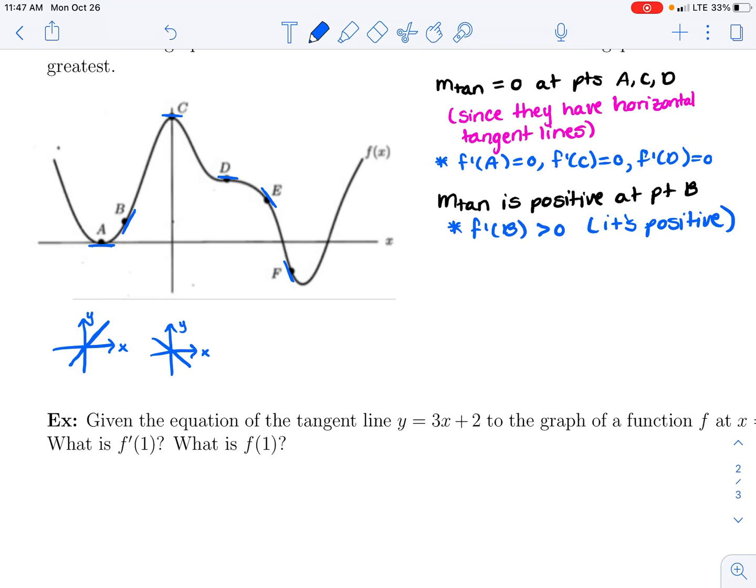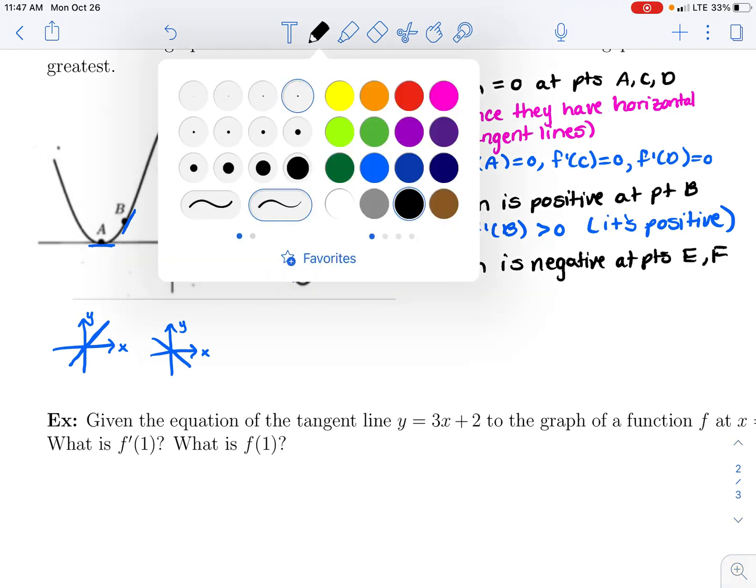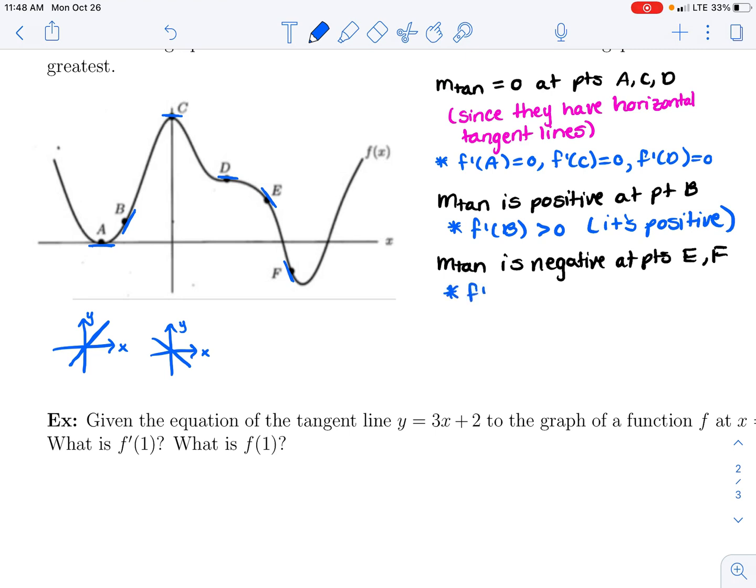Okay. And so now you want to look at the slope of the tangent line going through the points E and F. What you might notice is that both of those lines are pointed to the left, which means that the slope of the tangent line is negative at points E and F. So that means the derivative at point E is less than 0, and the derivative at point F is less than 0. In other words, it's negative.